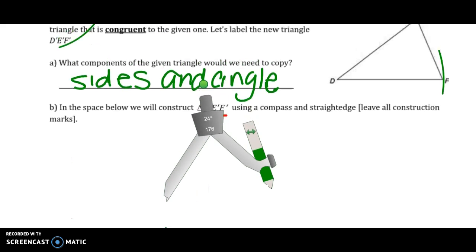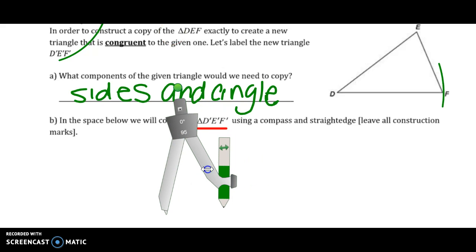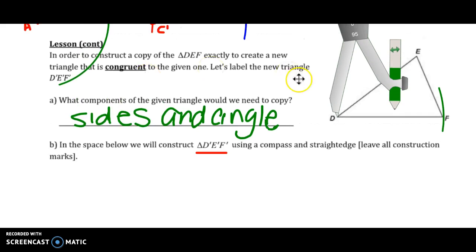So now is where the new skill comes in. We need to copy an angle. You have a choice. You can either copy angle D or angle F. I'm going to copy angle D just because I already have a construction mark over by F.